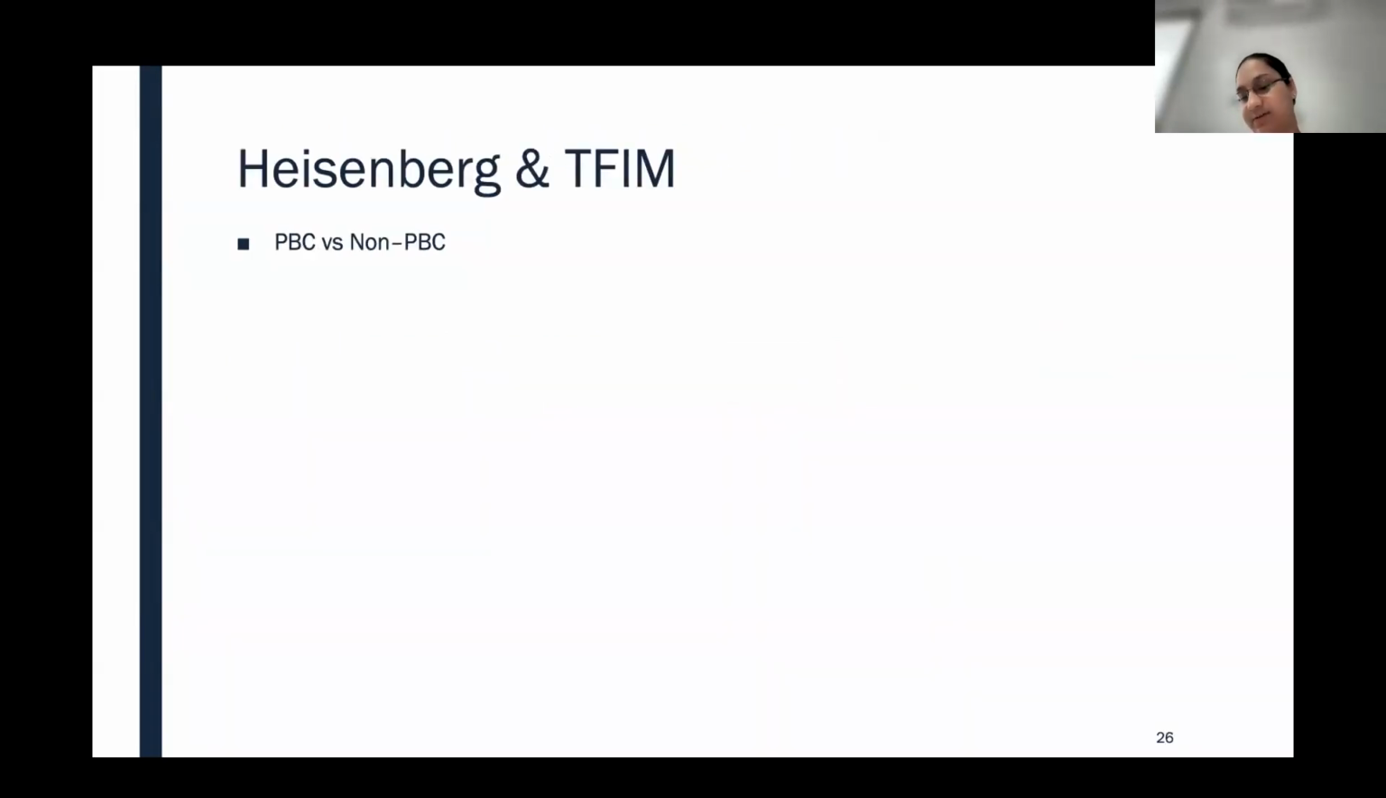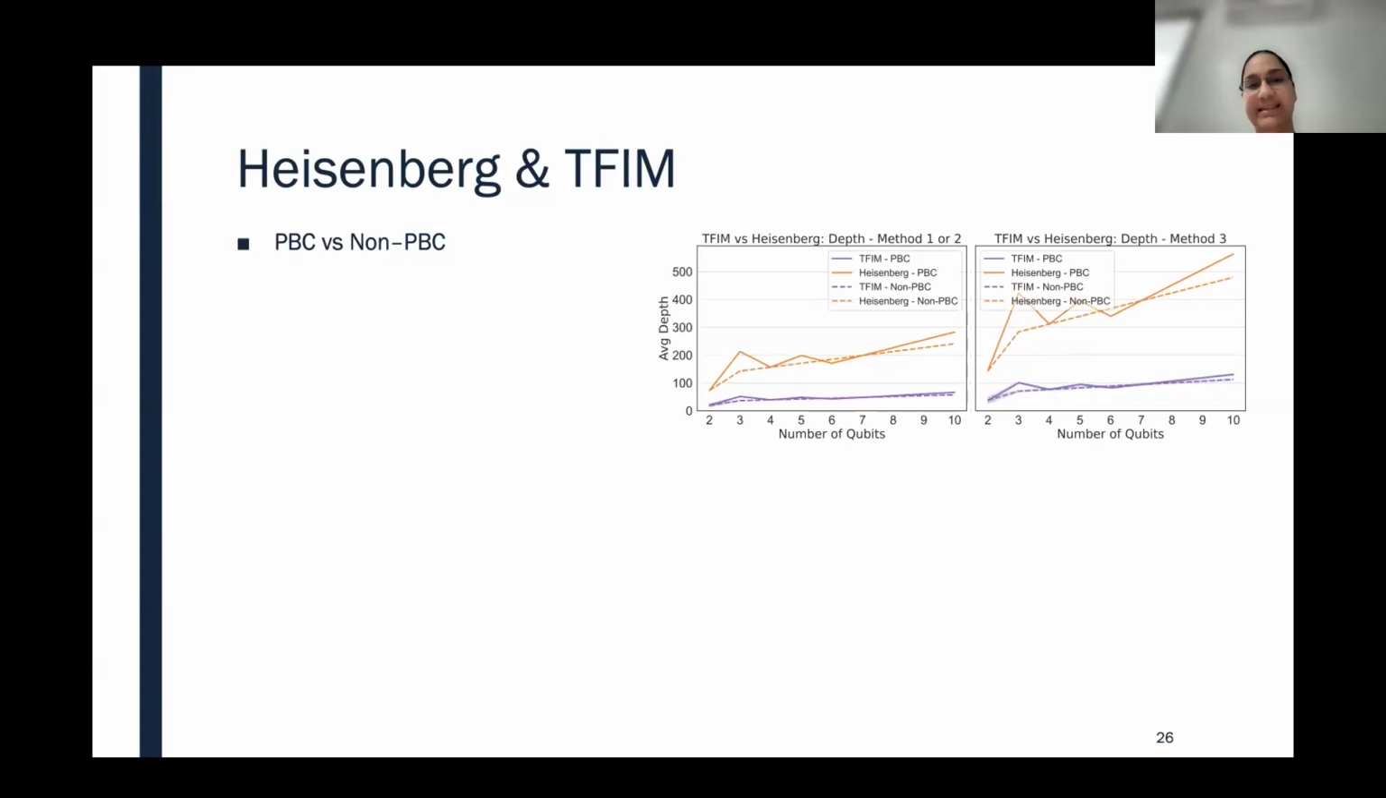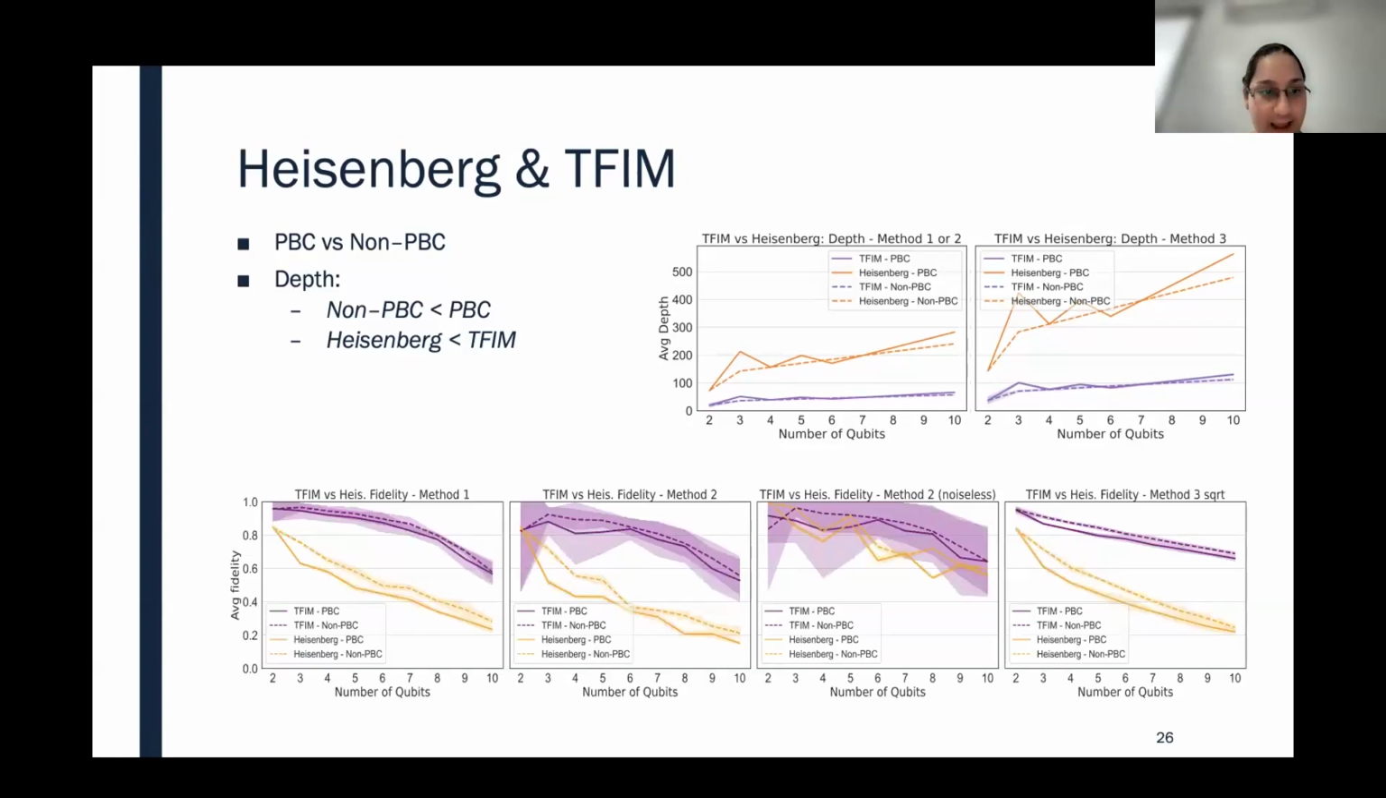Now that we are done with the Hubbard models, we will talk about the Heisenberg and the TFIM. The only parameter that we can vary in these 2 models is whether the circuit has boundary conditions or not. And these are what the average depth plots look like. The orange lines here are the Heisenberg, which has a higher depth compared to TFIM. And the dotted lines in general are the non-PBC kind, which has a lower circuit depth than PBC. On the other hand, we have 4 different plots which perform the opposite of the depth. So we see that the non-PBC has a higher fidelity than the PBC, and this is consistent not just among the Heisenberg and TFIM, but also the different Hubbard models.